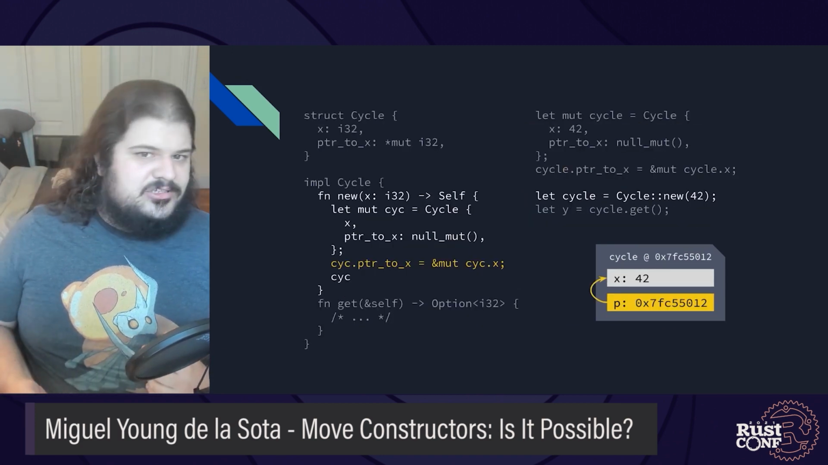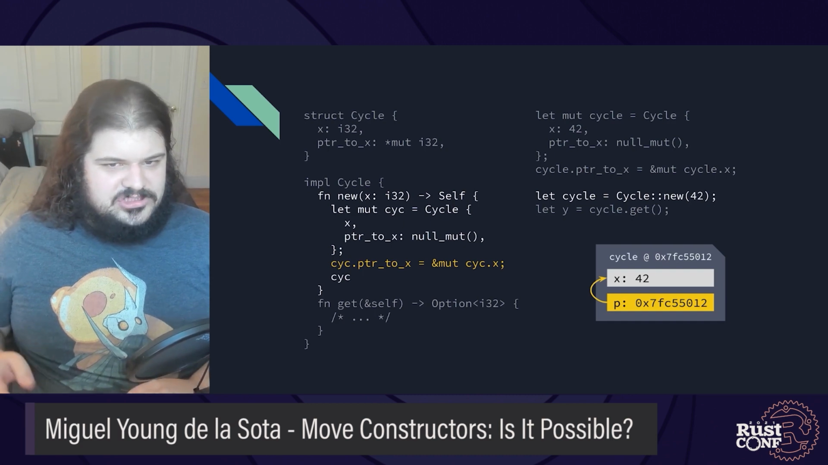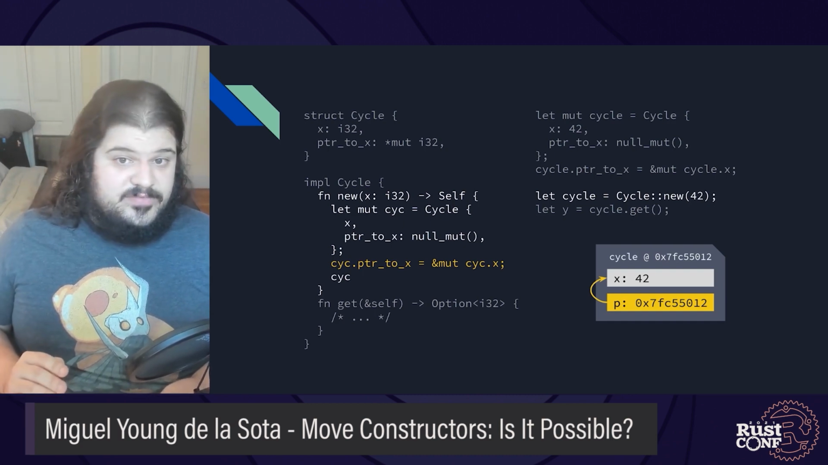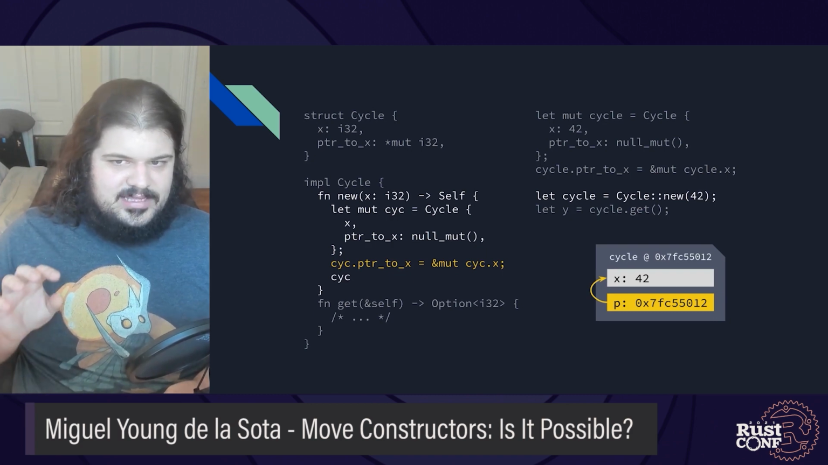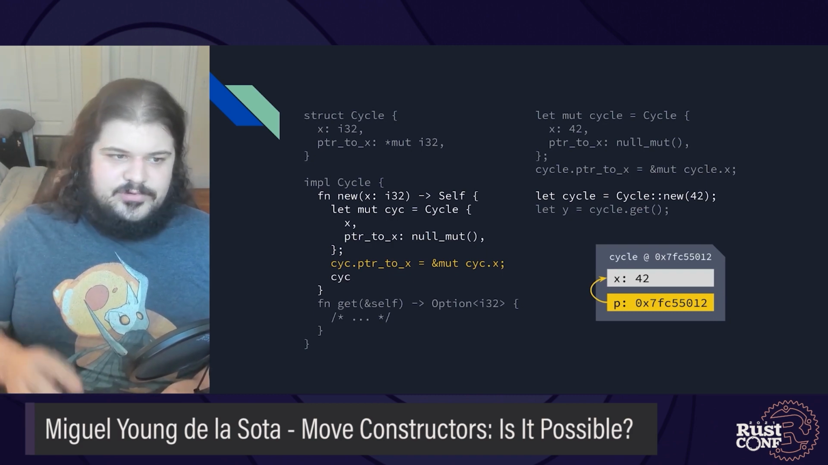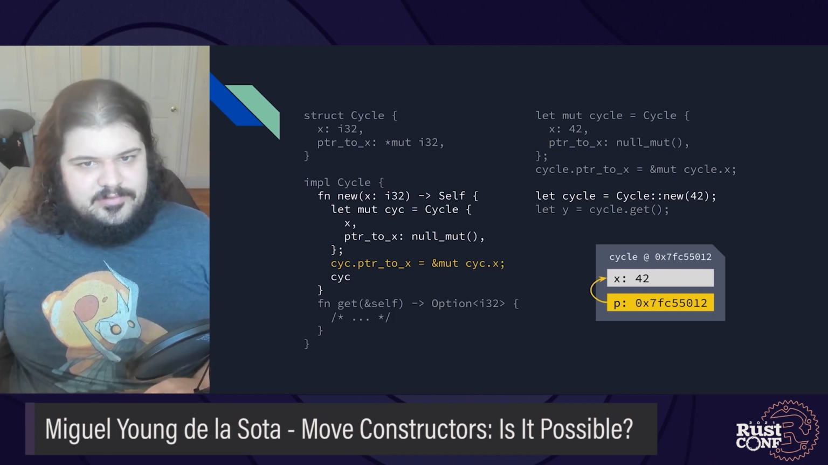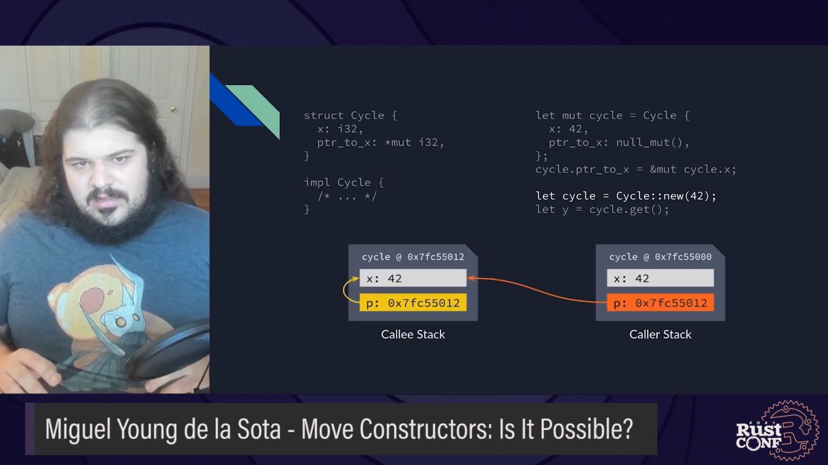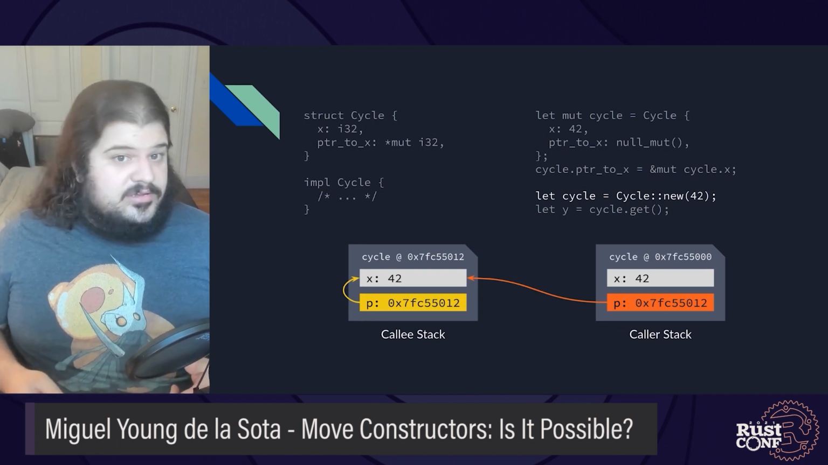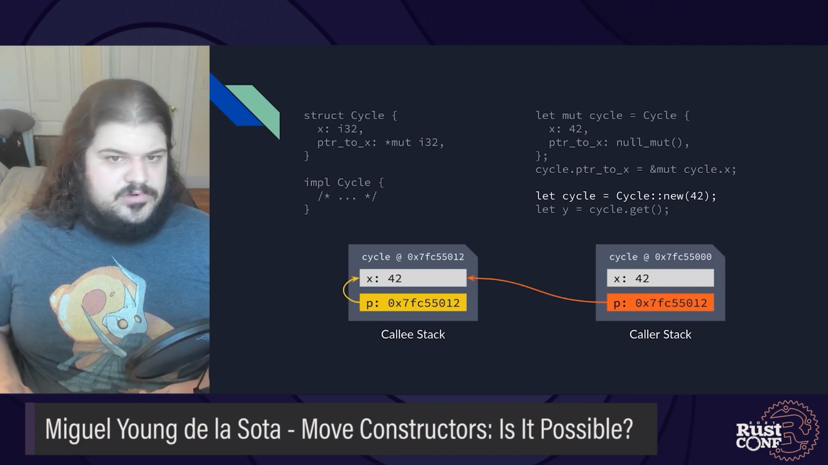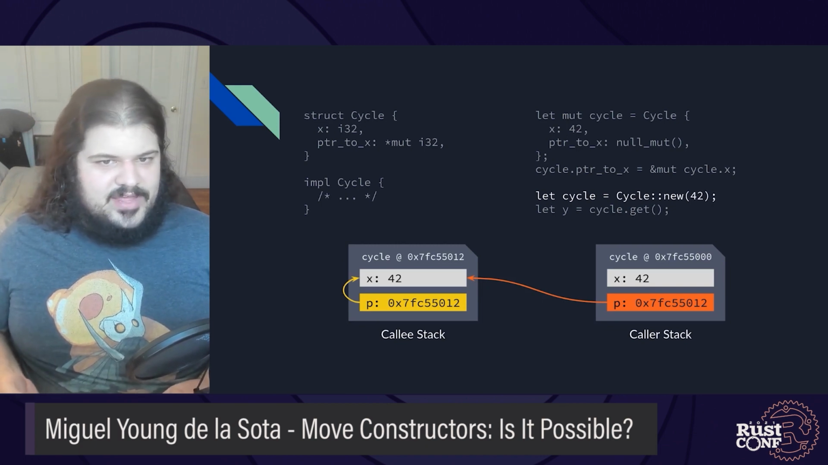Now, it's pretty natural to want to factor out this initialization code into a constructor function. The only change from the previous code is that we've copied the let mut cycle part into a function and then called that function instead of using the cycle that we initialized previously. But if we do, Rust will move cycle as it returns out of cycle new. When we return by value, Rust does a move which changes the address of the returned value.